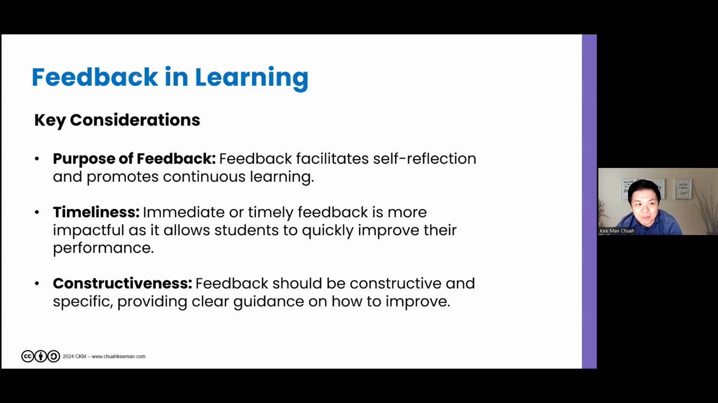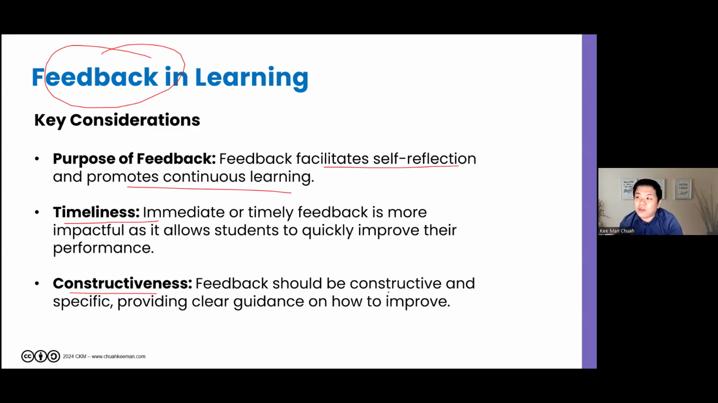This is the feedback first in general, because you want them to have some sort of self-reflection and then promote continuous learning. Of course, the timelessness as well. It has to be applicable in different contexts or different times, and has to be constructive.